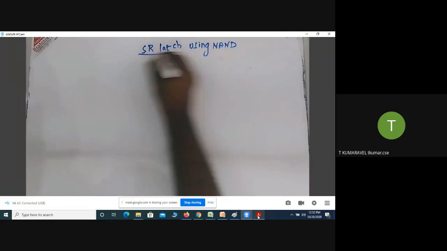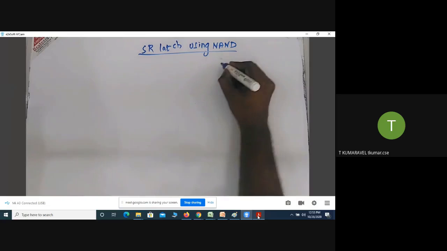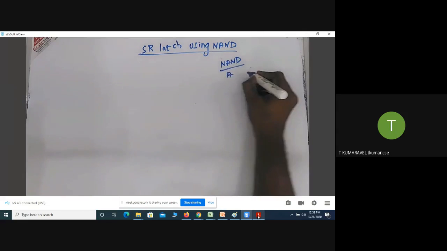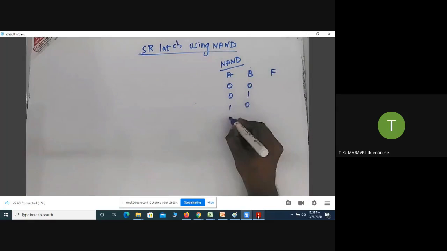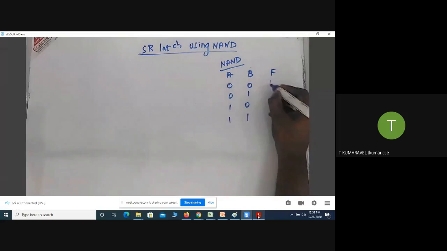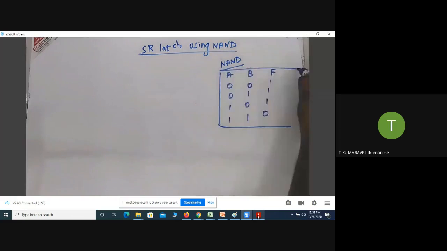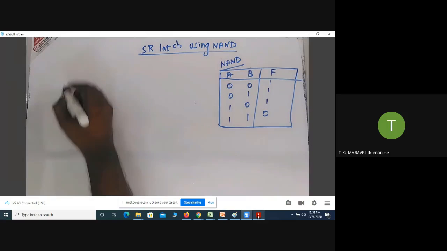First of all, we should know the behavior of the NAND gate. What is the NAND gate behavior? A, B, and this is F. My input combinations are 0 0, 0 1, 1 0, 1 1. For the first three input combinations the output equals 1, and for the last input combination 1 1, the output value equals 0. This is the behavior of the NAND gate.